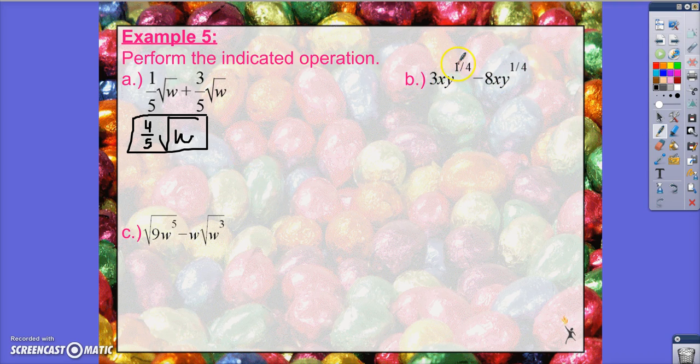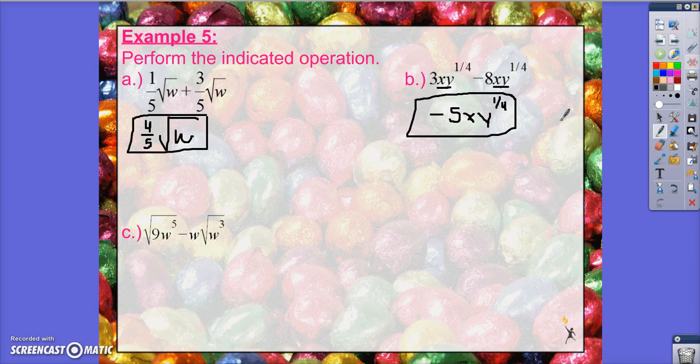Here's another example with rational exponents. Make sure it's all the same. We have xy to the 1/4, xy to the 1/4. So they are like terms. The x doesn't have a root around it or an exponent like a fraction. That's okay. 3 minus 8 is -5. And then attach the xy to the 1/4. That's my answer.